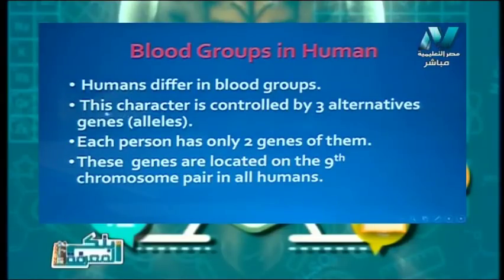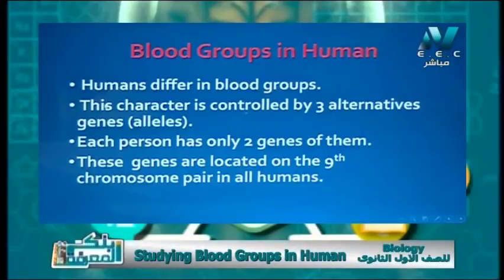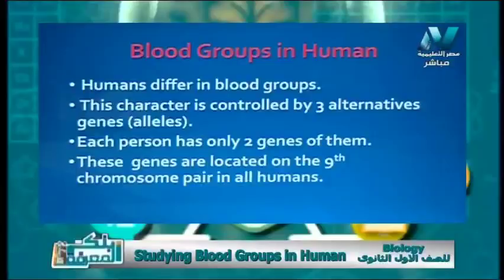And this type of inheritance or this character is controlled by 3 genes. And these 3 genes are located on chromosome number 9. So the homologous chromosome number 9 contains 2 genes of the 3 genes. So these are 3 genes, and each person has just 2 of them.